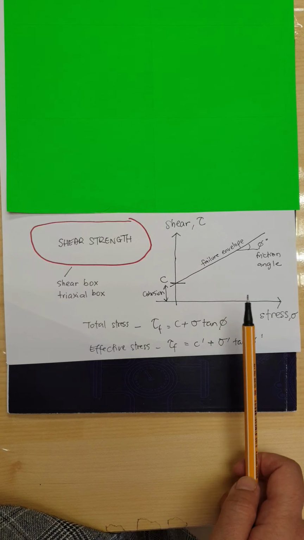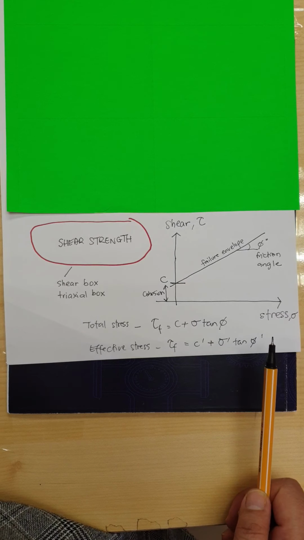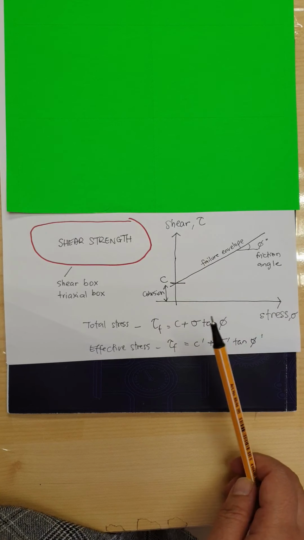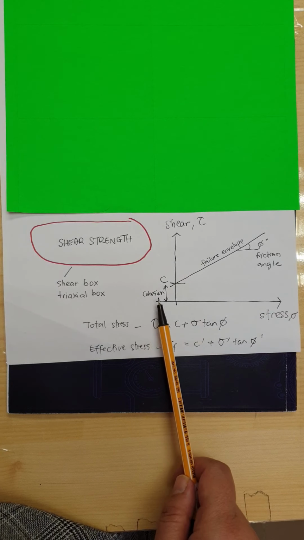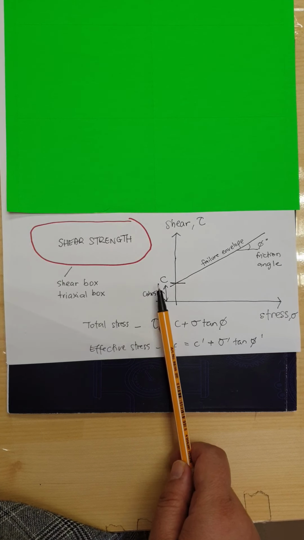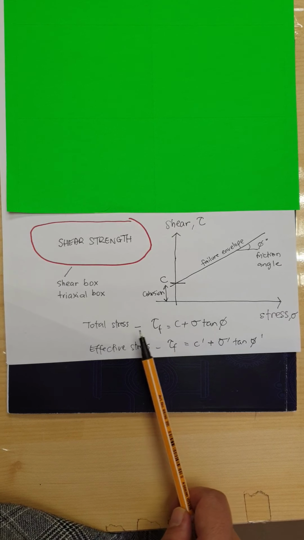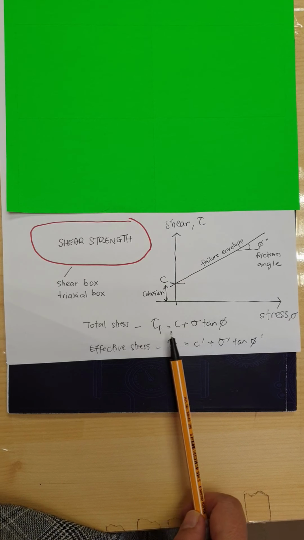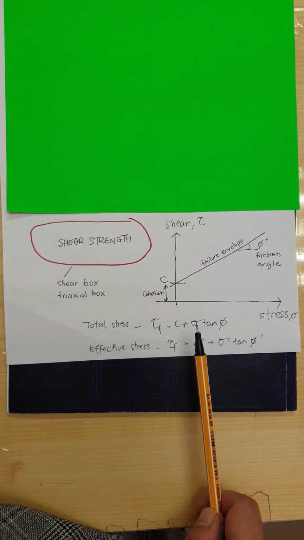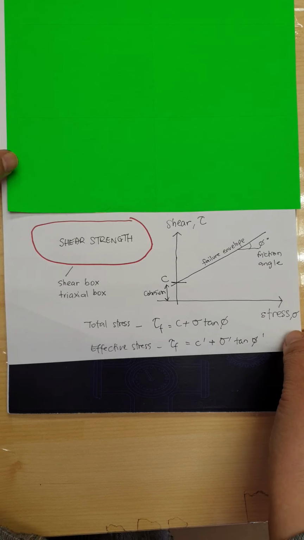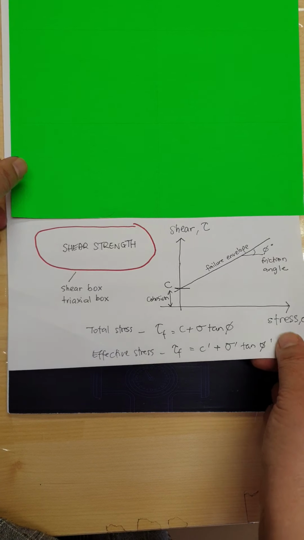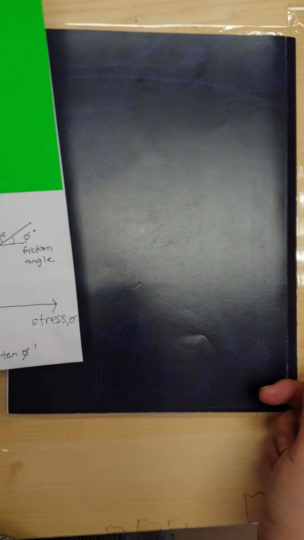So the ultimate calculation for shear strength in this chapter 3 is that you need to find the friction angle, and you need to find the C, and then we can complete the expression: shear is equal to C plus stress tangent phi. So that is the introduction to the graph that you will produce afterwards.